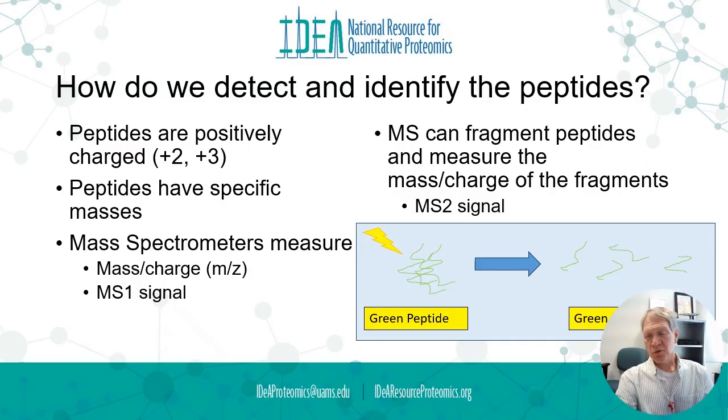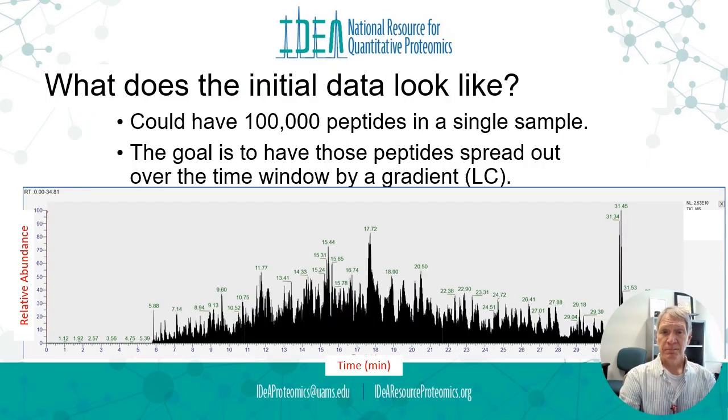And then from those fragments, we can get signal. So what does the initial data look like? If we're running a lysate from human cells or some sort of organism like that, we could have 100,000 peptides in a single sample. It's for a 30, 40, 90-minute run, something like that. You're going to have all those peptides coming out almost on top of each other, and it's going to seem really jumbled, like a forest of trees in here.